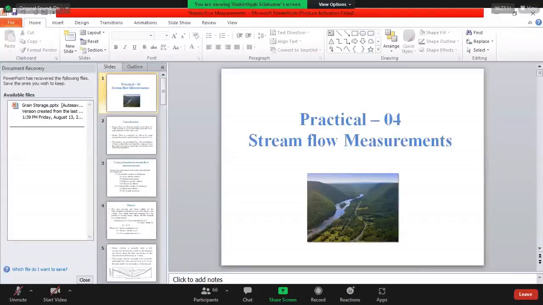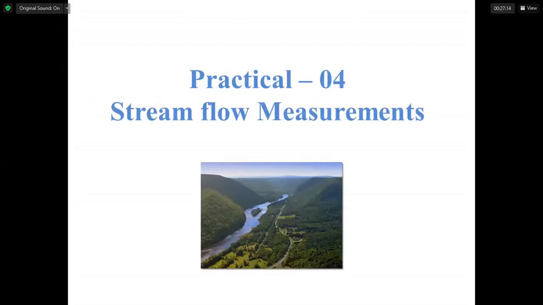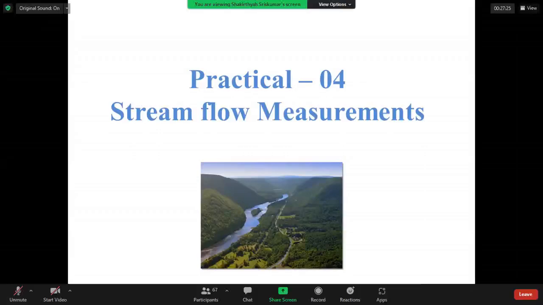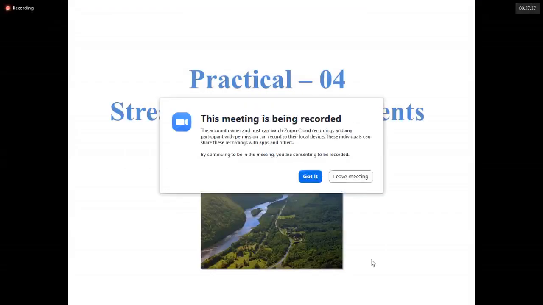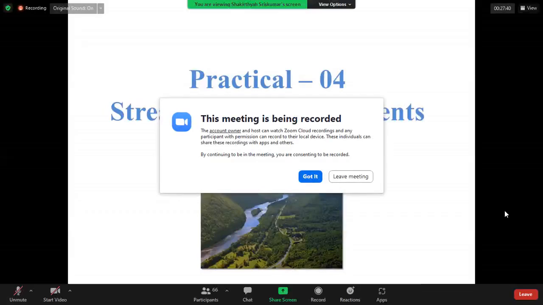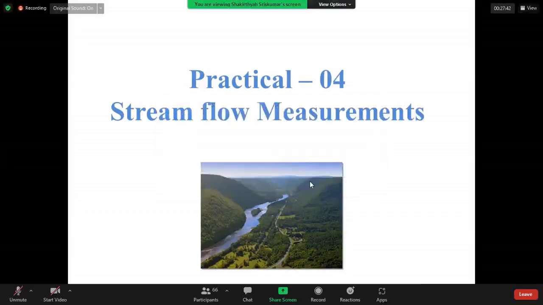Can you see my screen? Yes, ma'am. So today's practical is practical number 4, stream flow measurements. In today's practical, we will discuss what stream flow is and how to calculate it, the methods used to calculate stream flow, and the procedure.